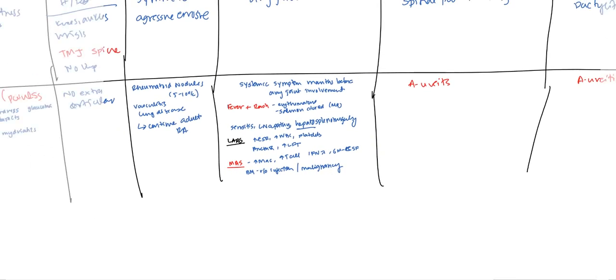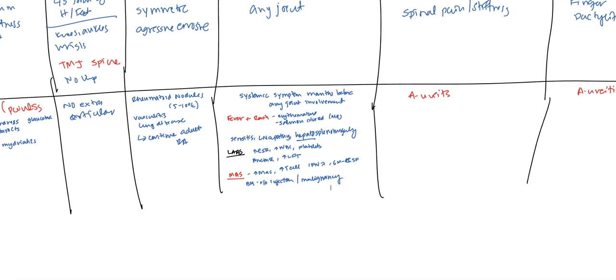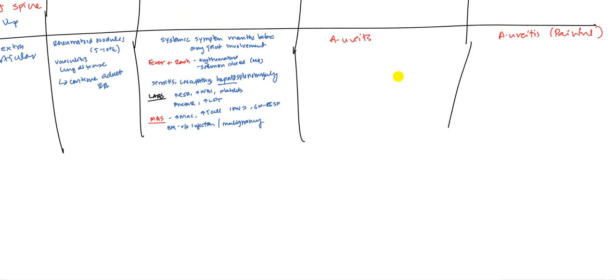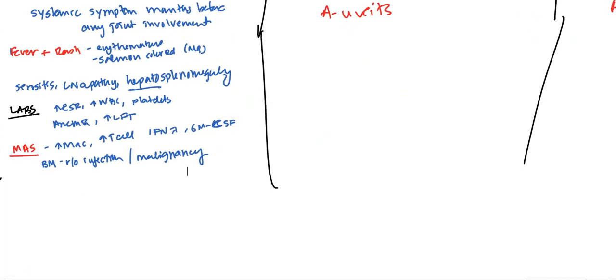So as you can see in the systemic type, much more of the systemic symptoms actually are more prevalent in many ways than even the joint symptoms. In enthesitis, what would you see? You would diagnose it if it needs to have two of the following.